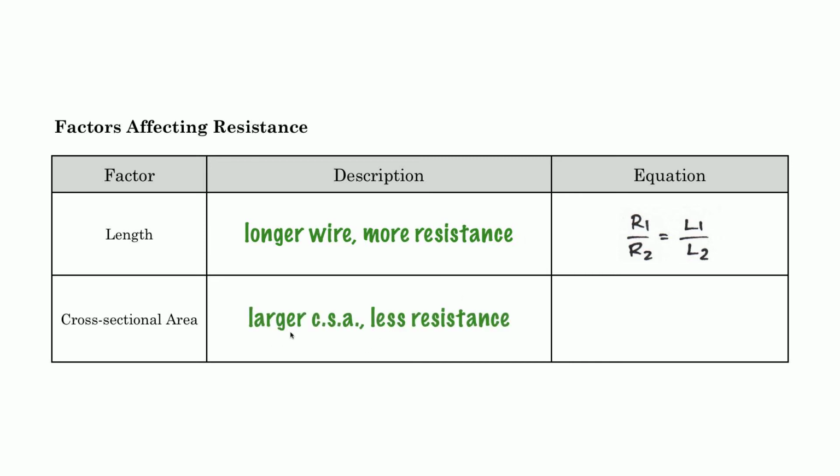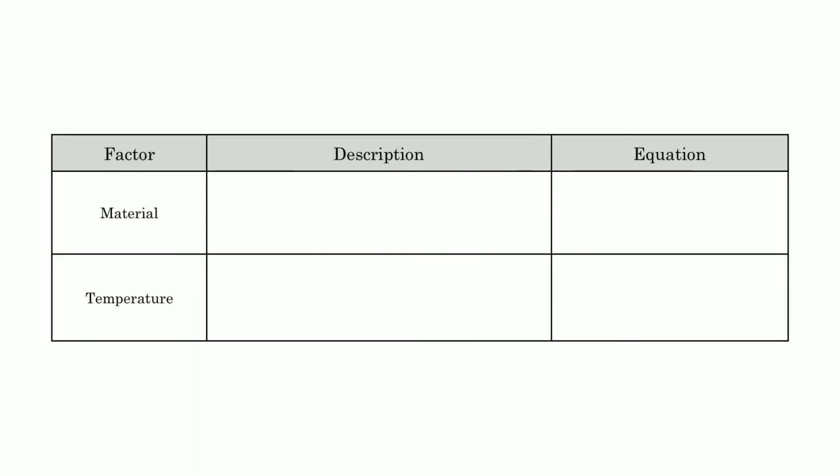Cross-sectional area is inversely proportional. If you have a larger cross-sectional area, you will have less resistance. As the cross-sectional area of the wire gets larger and larger, of course you get less resistance because the current can pass through easier. So this is inversely proportional. R1 over R2 is equal to A2 over A1. We'll keep on going with this.